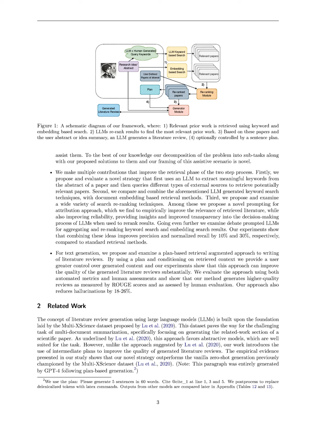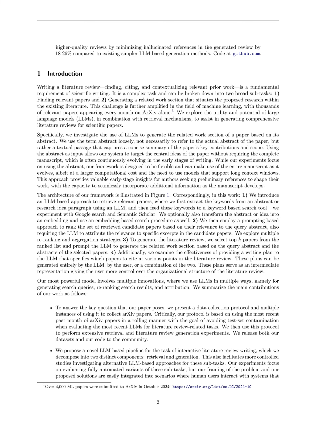By introducing a plan-based prompting technique, we enhance the generation process, allowing the model to first create a sentence plan that guides the final summary output. This approach not only improves the coherence and relevance of the generated literature reviews, but also addresses the issue of hallucination, where LLMs may produce non-existent citations. Our empirical evidence demonstrates that this novel strategy significantly outperforms vanilla zero-shot generation methods, thereby providing a more effective tool for researchers drafting literature reviews.